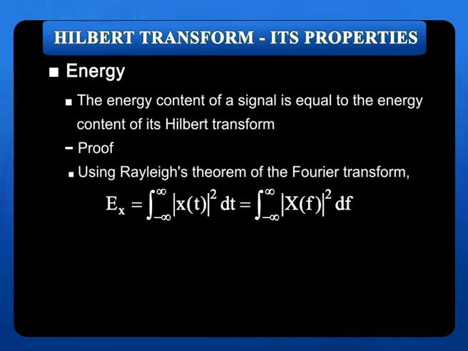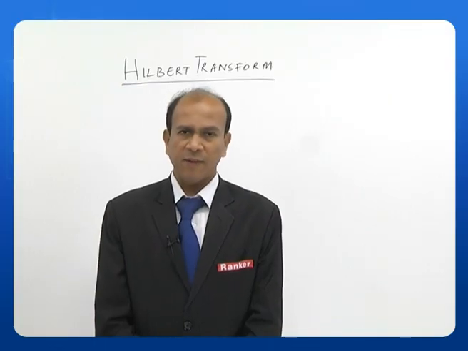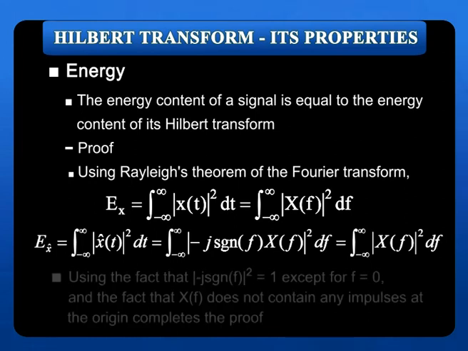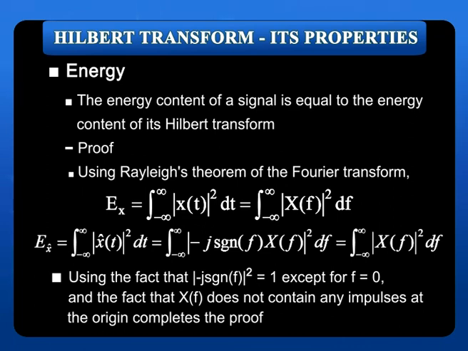Let us see Rayleigh's theorem of the Fourier transform, which says the energy of a signal is given by the integral from minus infinity to plus infinity of x of t whole square dt, that is equal to again the integral from minus infinity to plus infinity of mod X of f whole square df. When I take the Hilbert transform, the energy of the Hilbert transformed signal will be the integral from minus infinity to plus infinity of x cap of t whole square dt, that is equal to the integral from minus infinity to plus infinity of minus j signum of f X of f whole square df, that is simply equal to the integral from minus infinity to plus infinity of mod X of f whole square df, because the fact that minus j signum of f whole square is equal to 1 except at f equal to 0, and the fact that X of f does not contain any impulse at the origin completes the proof.